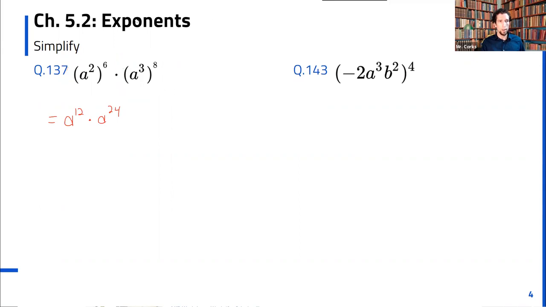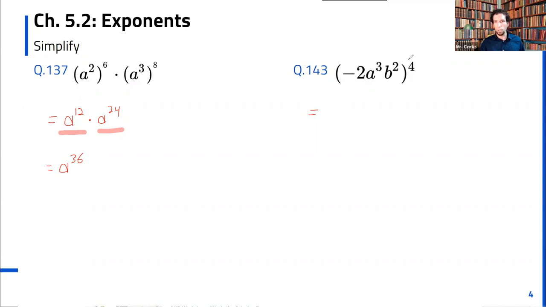Okay, then now we have 2 things here. We have different exponents, but we have the same base, and the bases are being multiplied together. What can we do? We add the exponents. So just 12 plus 24, 36. Done. For the one on the right, we have the same thing, just with a lot of different parts here.